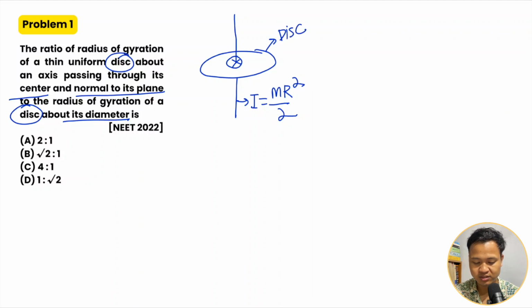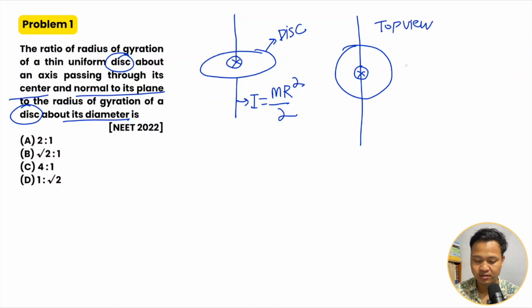Okay, so this is the disk. Now about the diameter, if I have a disk like this, an axis passing through the center, okay, so this is the top view. About the diameter, I is m r square divided by 4, as in the last video also. So now I have both the moments of inertia. I have to find out the radius of gyration.